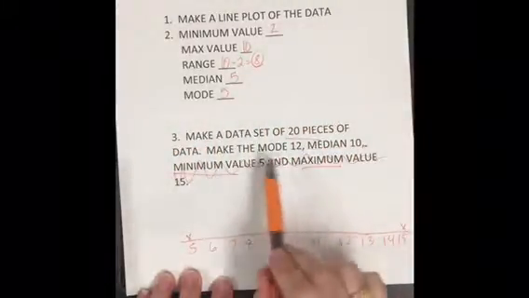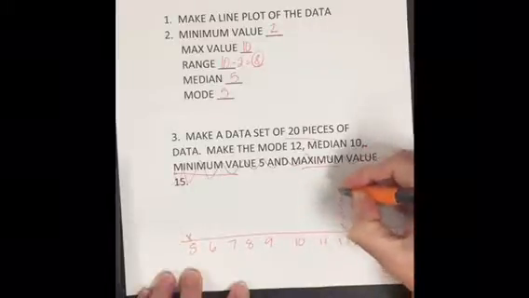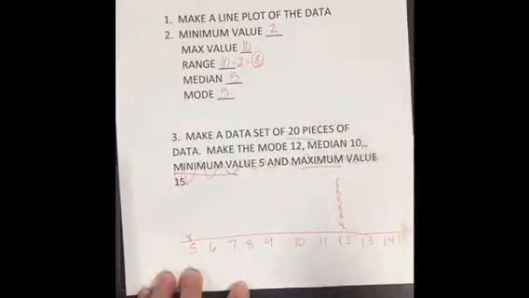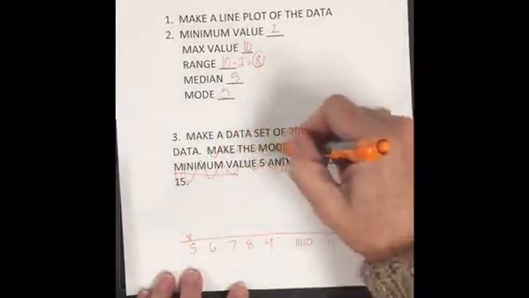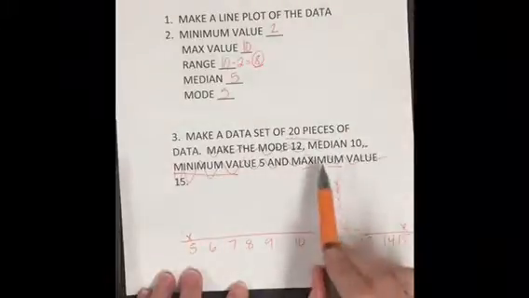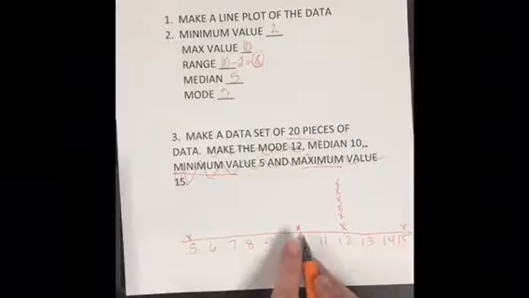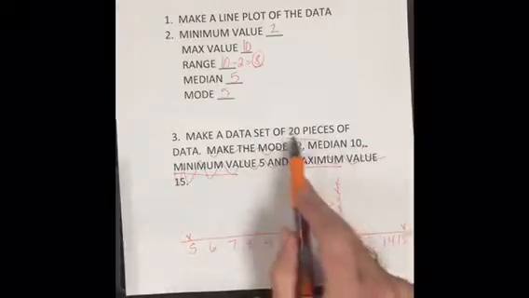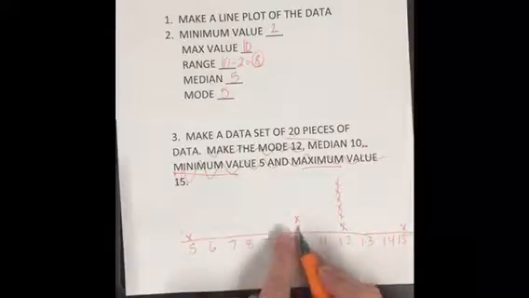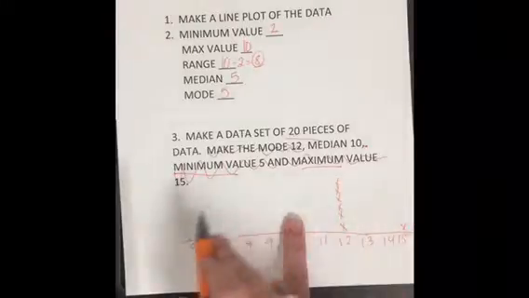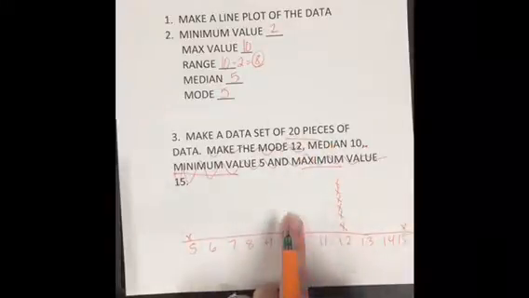I want my mode to be 12, so that means I'm going to want the most of the data on 12. I'm just going to pick 6, no real specific reason. And so I want to make sure nothing else is going to go more than 12. My median is going to be 10. Here's my median. So if I want my median to be 10 and I have 20 pieces, if I put 2 of them here, then that's 2 pieces, and I need to have 9 on this side and 9 on that side, and that would give me a total of 20 pieces, and this would be the middle of it.